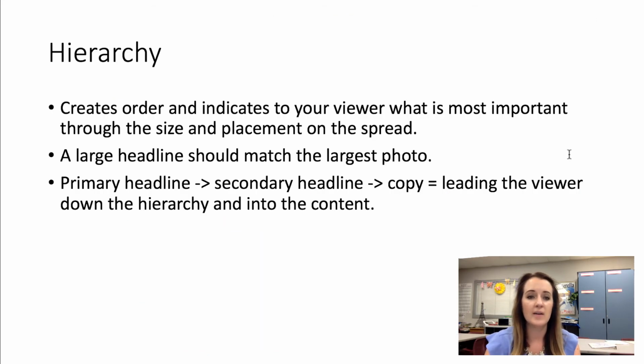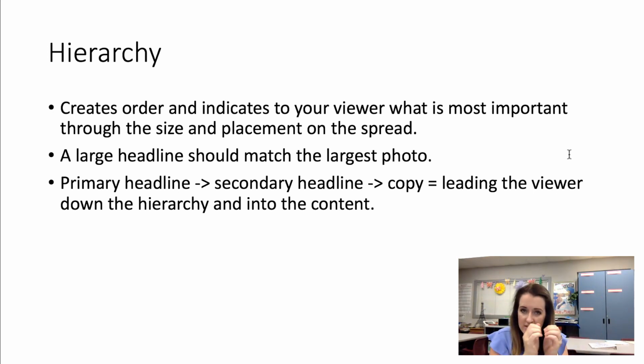Okay. Hierarchy. Hierarchy is creating order through size and placement on the spread. So large headline should match the largest photo. So you should think about who is the papa bear, the mama bear, and the baby bear of your spread. If they all look about the same size, you need to create a bigger sense of hierarchy. Who is alpha and who is beta, okay? Who is king, queen, prince, so on and so forth. There should be a real stair step as far as size and placement. Biggest, most important should be biggest and most important.